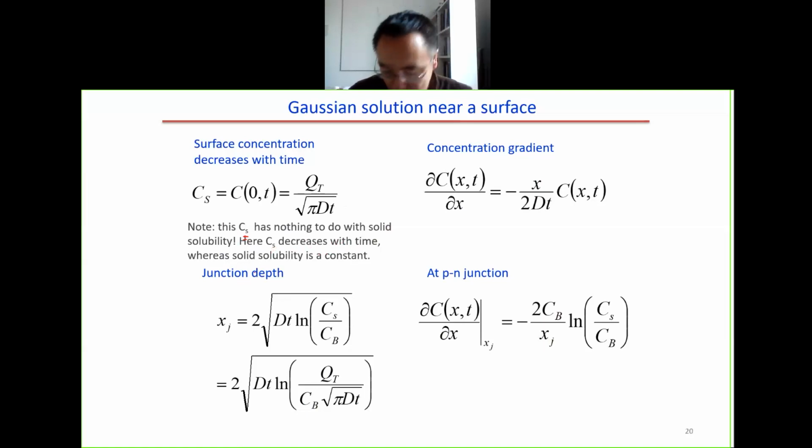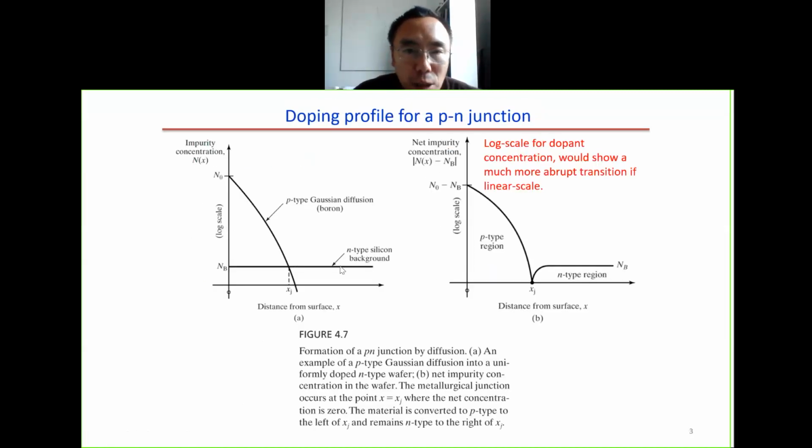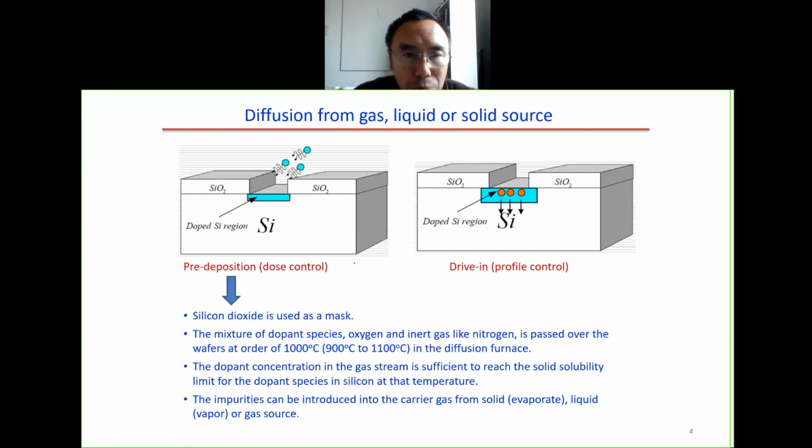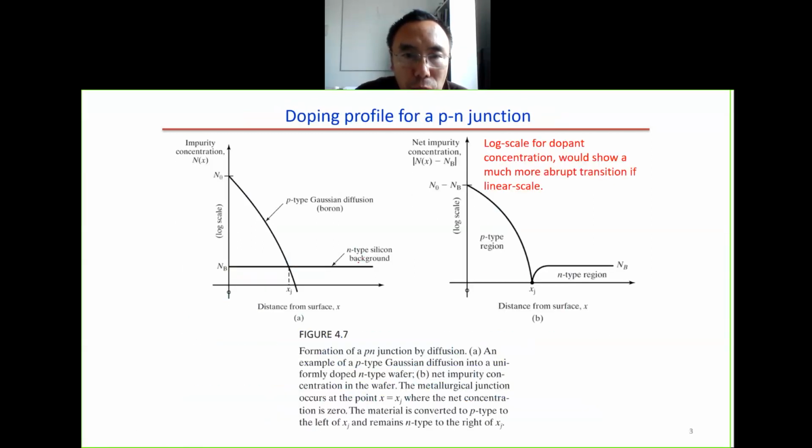For the junction depth, we go back to this slide we have seen. We have this background doping, NB, and then we have this Gaussian profile. The junction depth is given by the point where this profile is the same as the background. So this is the junction depth, xj.